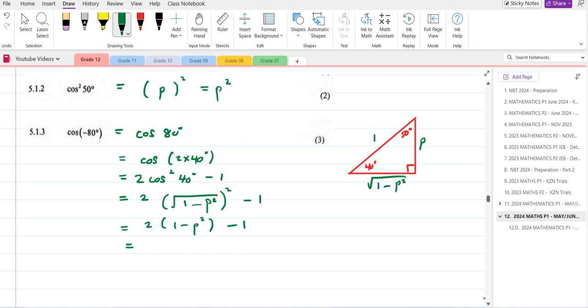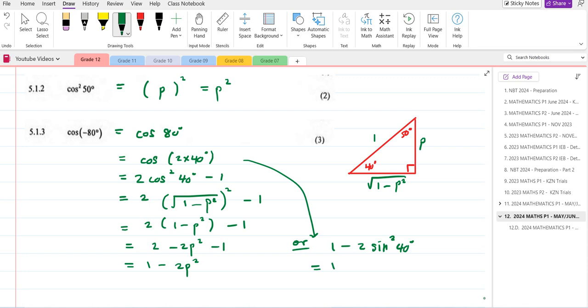So that's 2 minus 2p squared minus 1. That's going to give me 1 minus 2p squared. We could have just used the sine formula, which is 1 minus 2 sine squared 40 degrees. So that's 1 minus 2, and we know what sine of 40 is, p over 1, so 2p squared. So same answer in both cases. Let's move on to the next one.